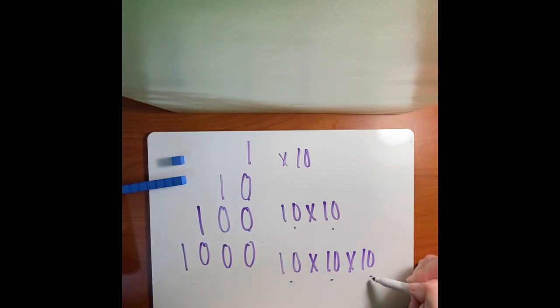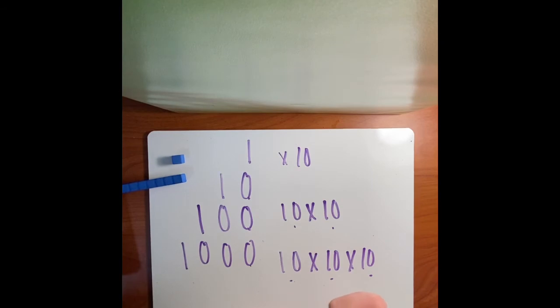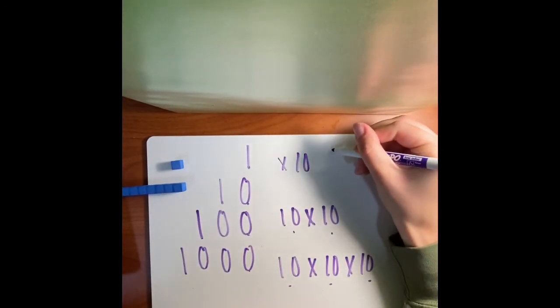So there is a shortcut to writing this. I don't have to always write out 10 times 10 times 10. I can use what is called an exponent.